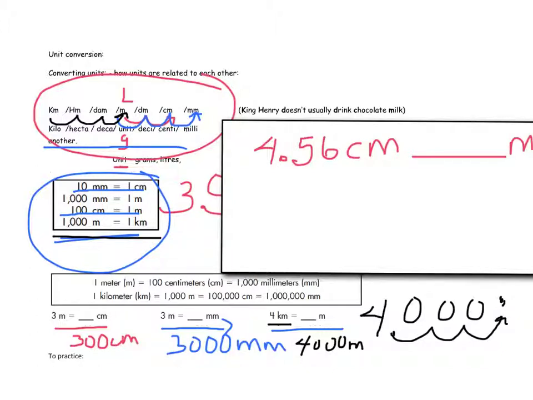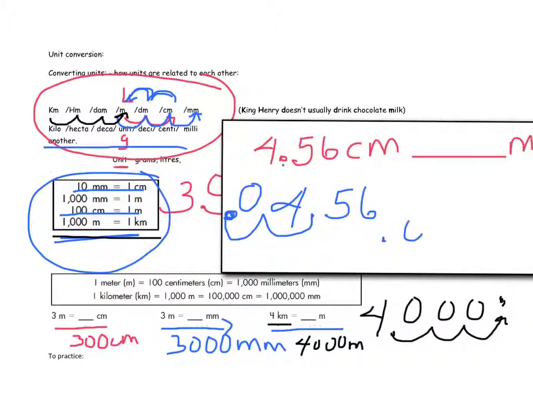From centimeters to meters is 1, 2 jumps now to the left. Here's my decimal. I work with my decimal in the spot in which it already is, and I have to go 2 jumps to the left this time. Here's my new decimal. I have to fill this in with the 0, and I don't just write decimal 456. I have to put a 0 in front. So 0.0456, 10,000ths of a meter, is what it would be.